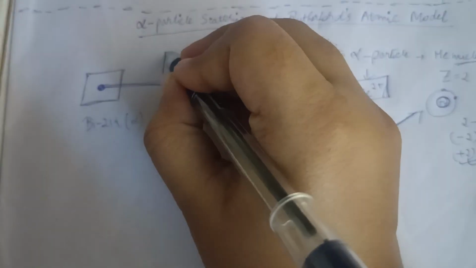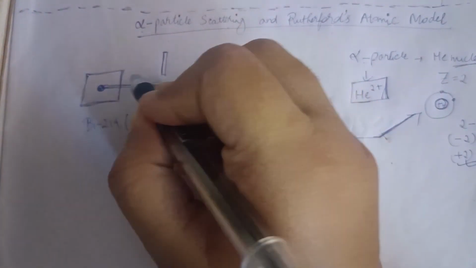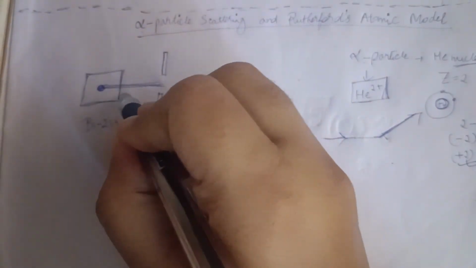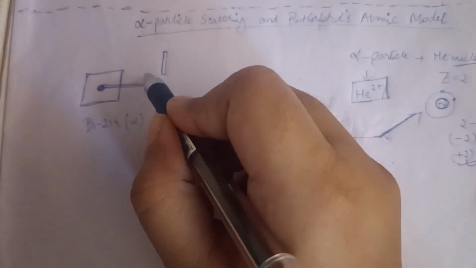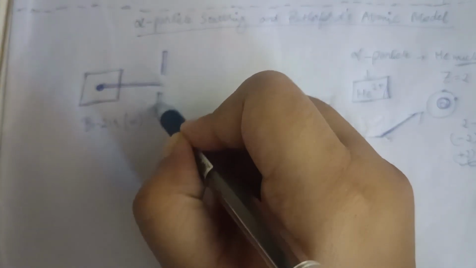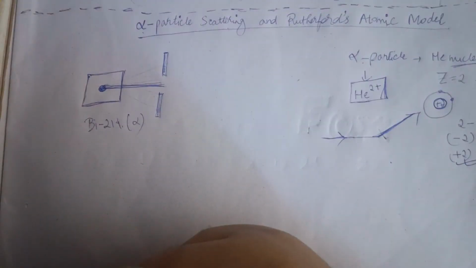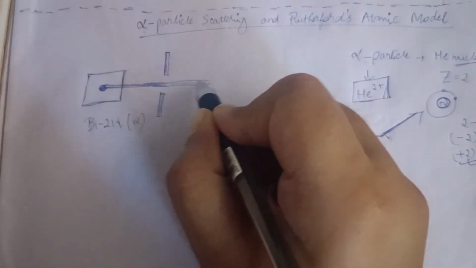Also, thin lead bricks are arranged in this manner. Why? Because alpha particles are going to be ejected in all directions. We only want a parallel beam. That is why lead bricks are kept on the way, so that they absorb the alpha particles that scatter in random directions. This is going to increase the accuracy of the experiment. So we get only a collimated, focused beam, as you can see here.